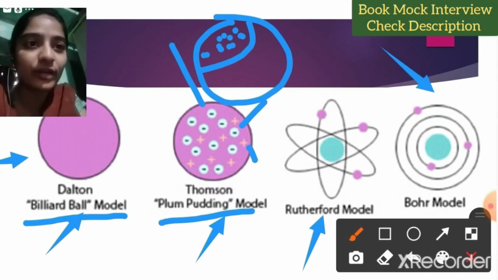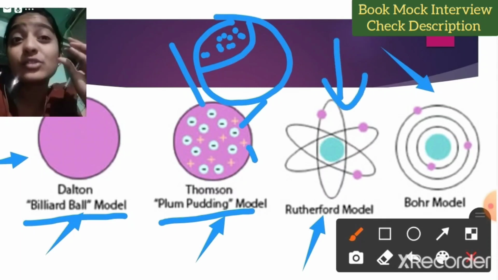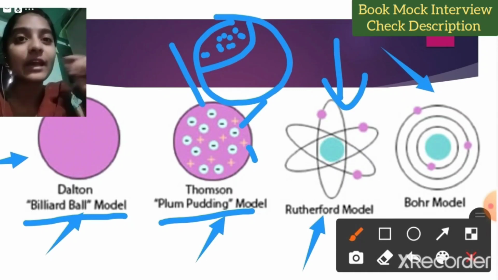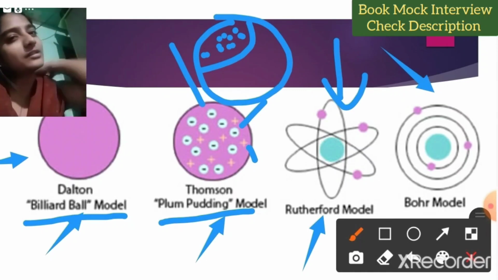Coming to the Rutherford model, he said that the atom looks like a solar system. The sun which is present in a solar system is the nucleus, and the electron is like a planet which is revolving around the sun rapidly, but he could not discuss the stability.